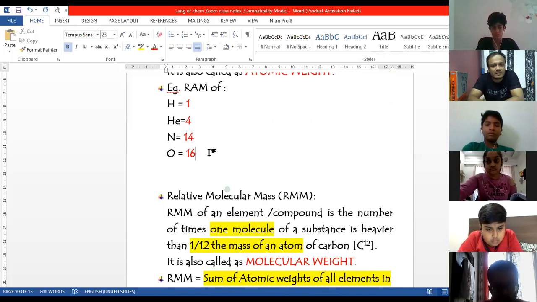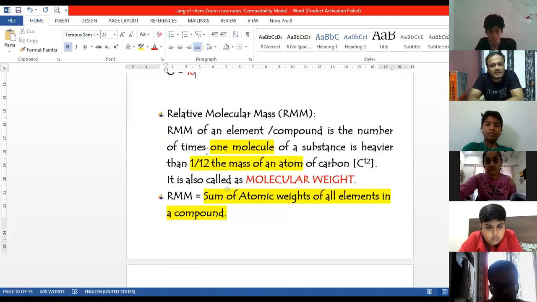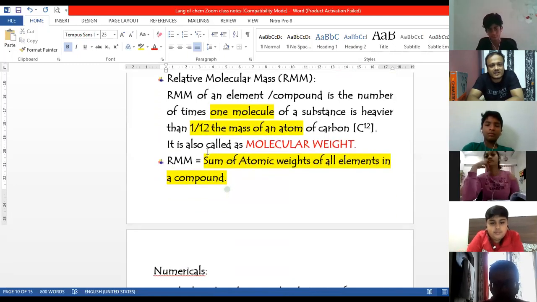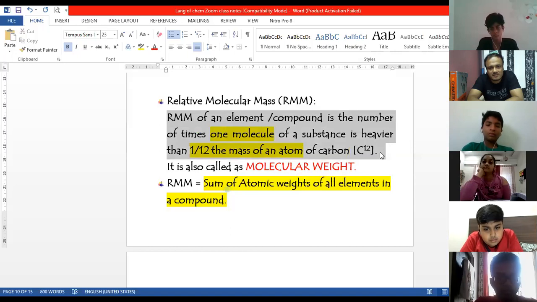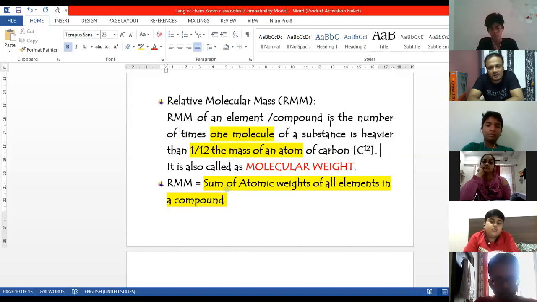Okay, and relative molecular mass is the second topic. The only difference between atomic mass and molecular mass is that in this case we are finding the mass of a molecule. There you are finding the mass of an atom, here we are finding the mass of a molecule. So the definition remains the same. RMM is relative molecular mass. RMM of an element or a compound is the number of times one molecule of that substance is heavier than 1/12 the mass of an atom of carbon.